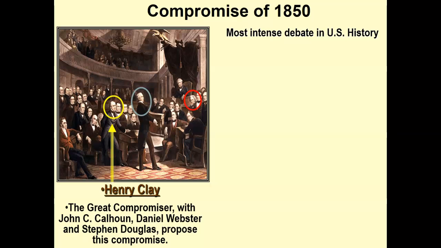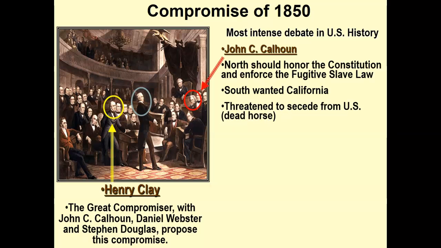So Clay, along with really Daniel Webster, and some help from Stephen A. Douglas, are going to propose a compromise that will become labeled the Compromise of 1850. Clay has a horrific job on his hands, okay? Because guys like Calhoun are entrenched in this idea about the fugitive slave law.